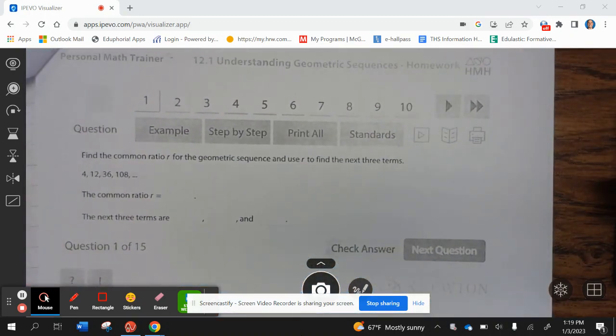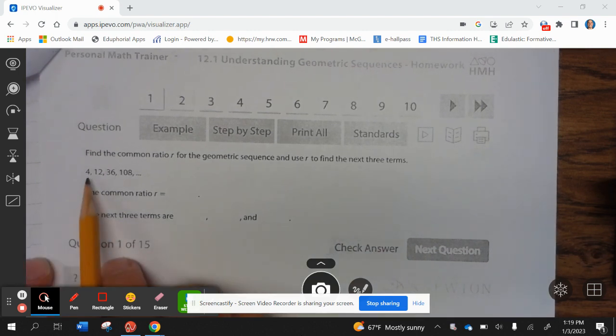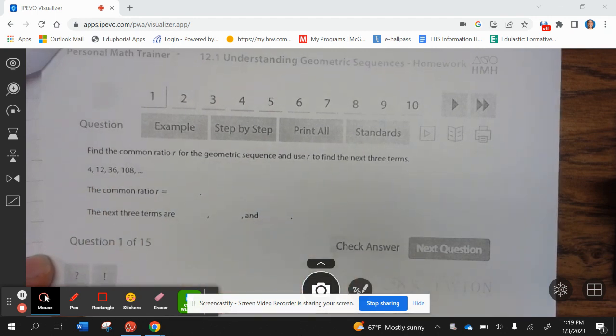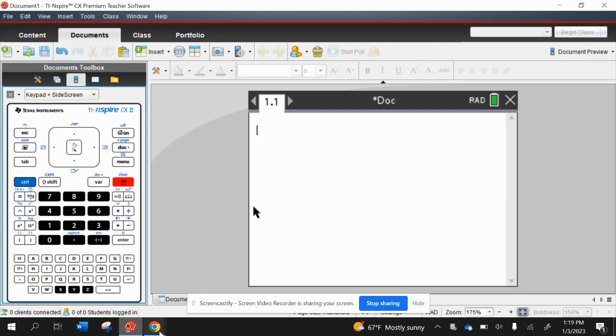All right, find the common ratio R for the geometric sequence and use R to find the next three terms. So this one's pretty simple. You can see that we're multiplying by 3. So 4 times 3 is 12. 12 times 3 is 36. Let's double check with the calculator, but pretty simple. 4 times 3 is 12. 12 times 3 is 36. 36 times 3 is 108.